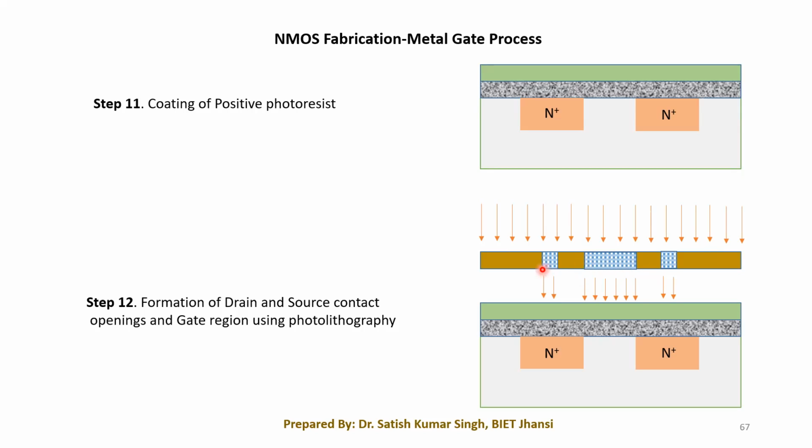Fine, so now this pattern is to be transferred to this particular device. So how will it be done? Again we have to place a photo mask. That photo mask will have a different pattern on it. Then again we have to shine the UV rays.